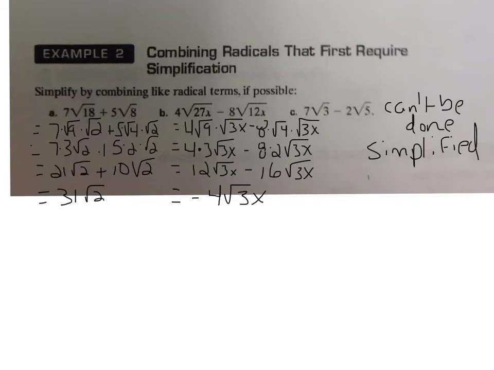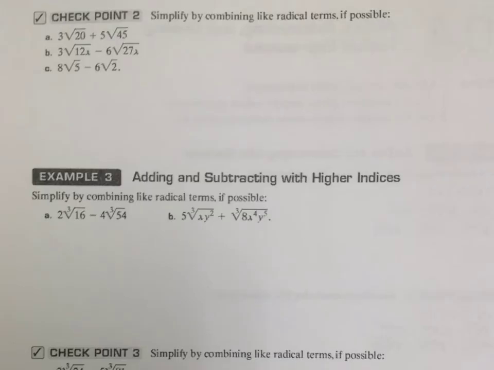Try your checkpoints here. Pause the tape. When you come back, I'll give you the answers. They're on the next page. Okay, so checkpoint 2. The answers are 21 square root of 5 for A. B is negative 12 square root of 3x. And C is can't be done, so it is just simplified.